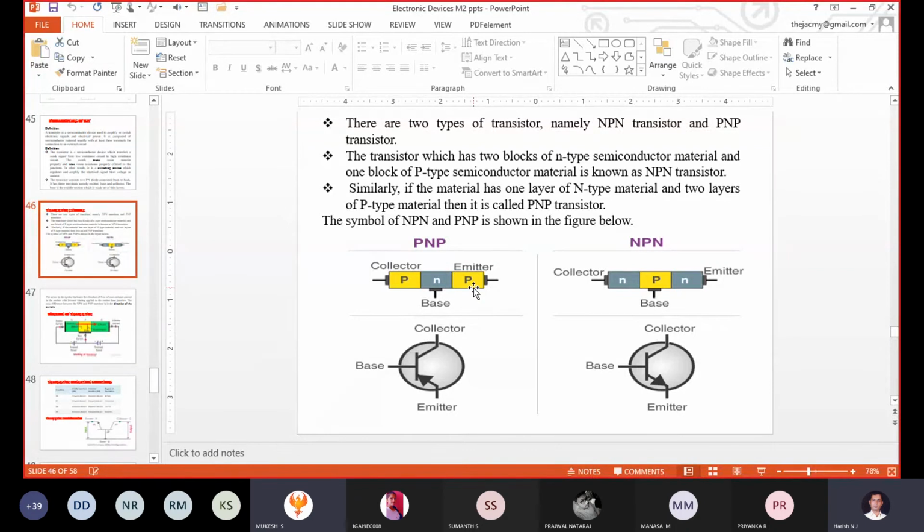Yes, we have to use different doping concentrations. Exactly, you are right. We have to use different doping concentrations for the construction of a transistor. Generally a transistor may be NPN or PNP. So will you tell me which is heavily doped, which is lightly doped and which is moderately doped, with respect to the terminals?